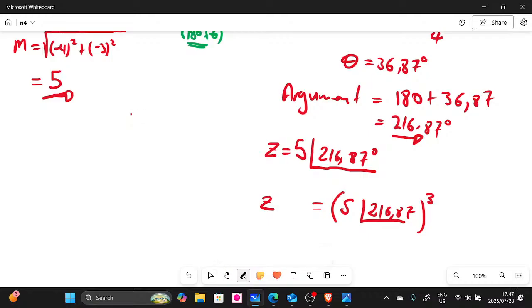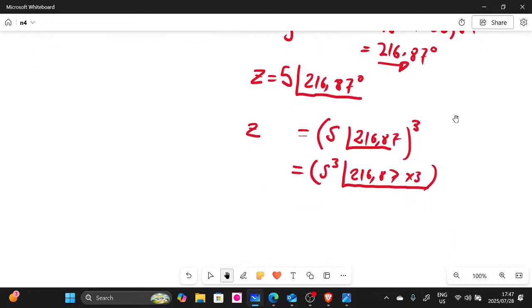Now guys, when you apply de Moivre's theorem, here's what you need to know: the modulus, which is a real number, is going to have the power of 3 in this case, and the angle or the argument is going to be multiplied by our exponent. In this case, this 216.87 is going to be multiplied by 3. So what is our answer here? What is 5 to the power of 3? I think it's 125. Let me just double check. 5 to the power of 3 must give you 125. Yes, it is 125, guys.